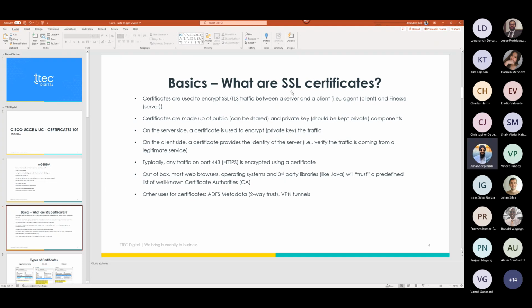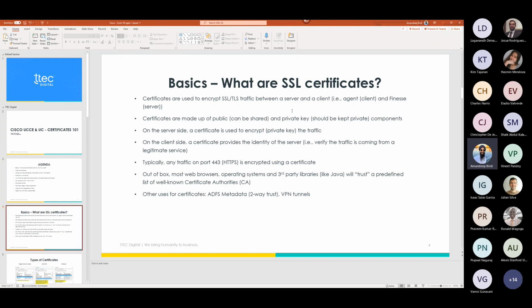All right. So what are SSL certificates? At a very basic level, certificates are providing identity, right? Both to the server and the client. They are used to encrypt traffic between a server and a client. So server being something like Finesse or CUCM, client being an end user who's logging into Finesse, who's logging into Jabber, right? So that's client.